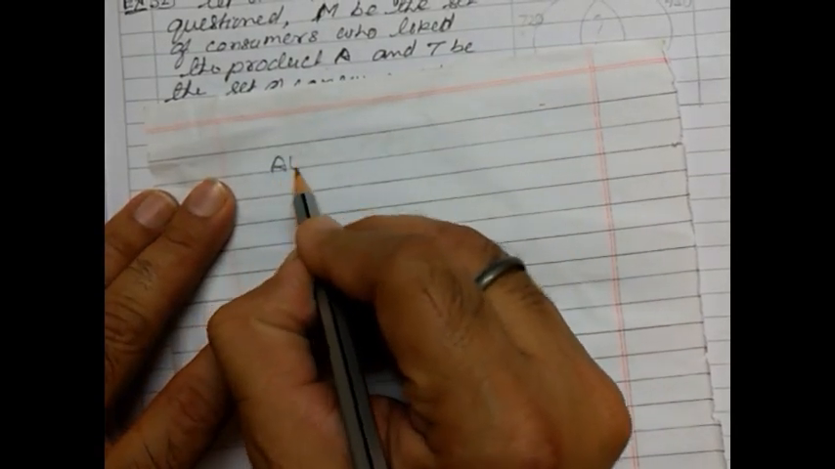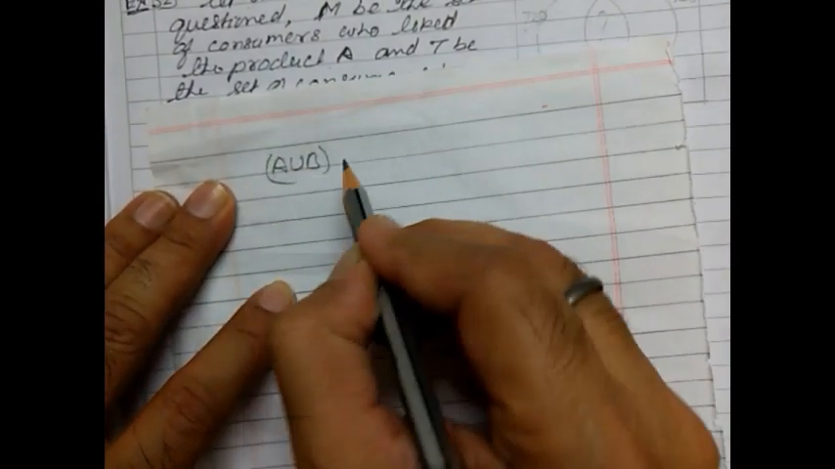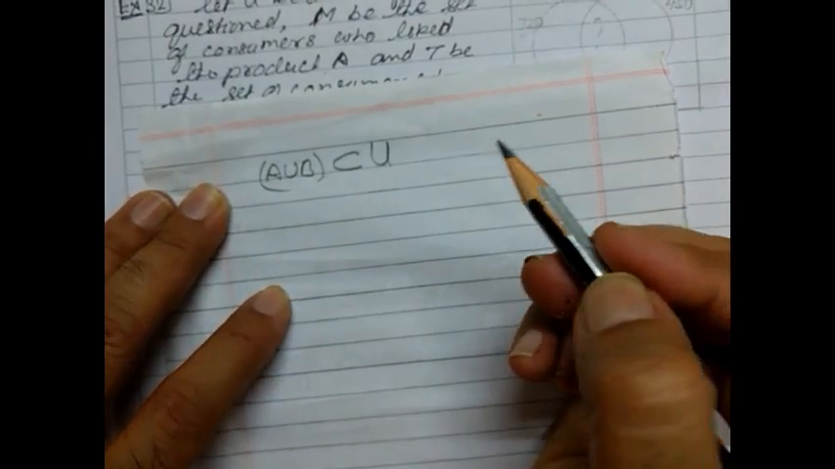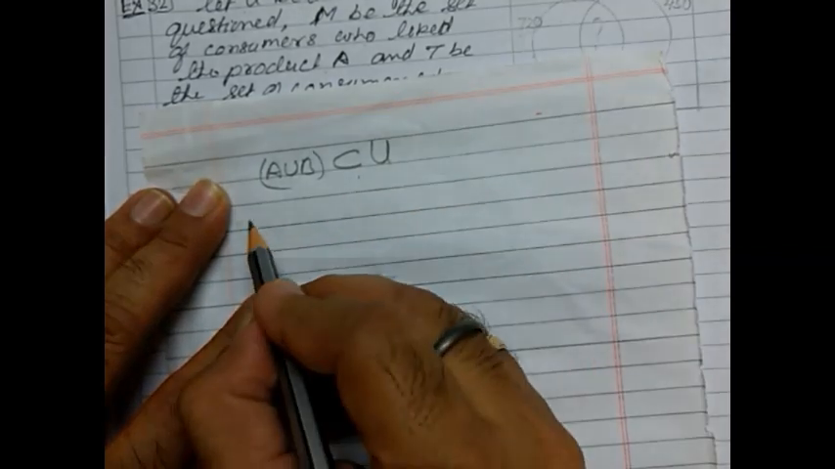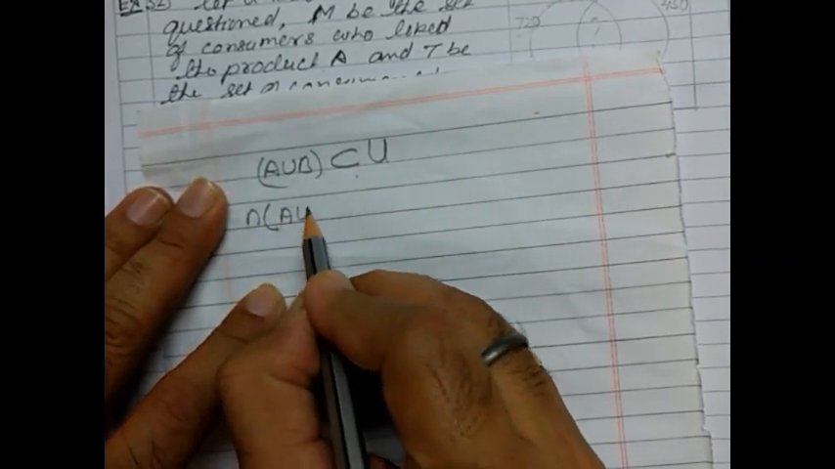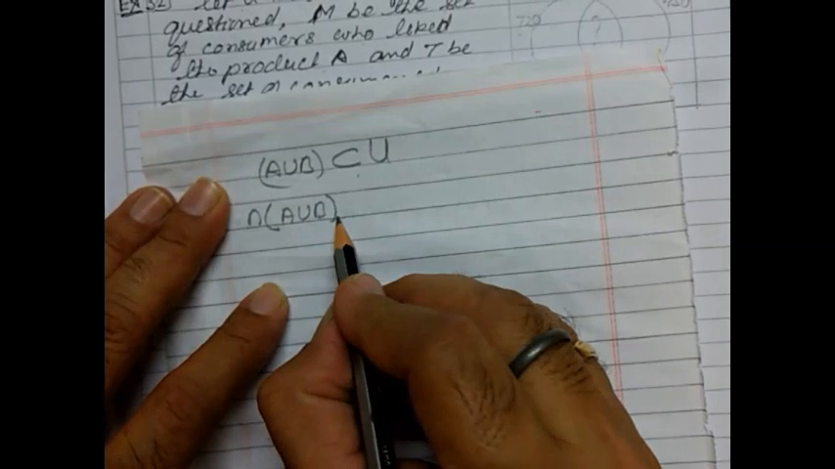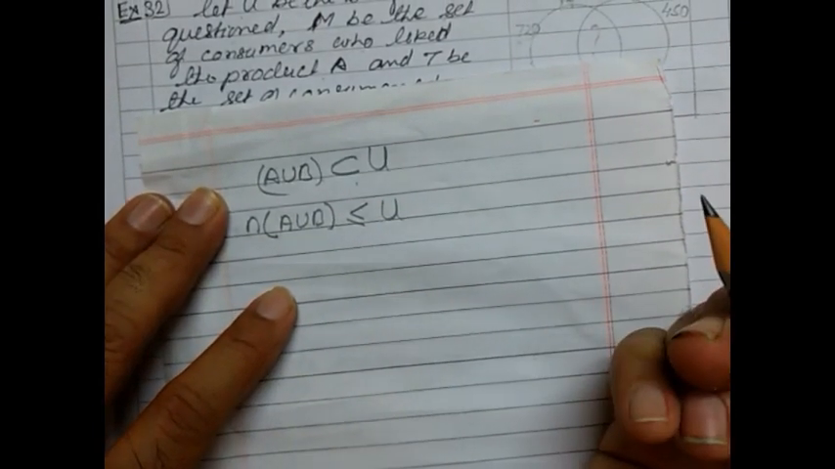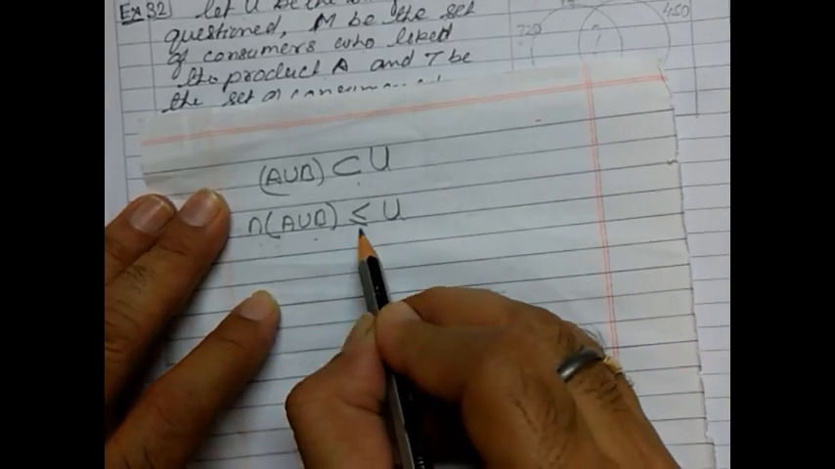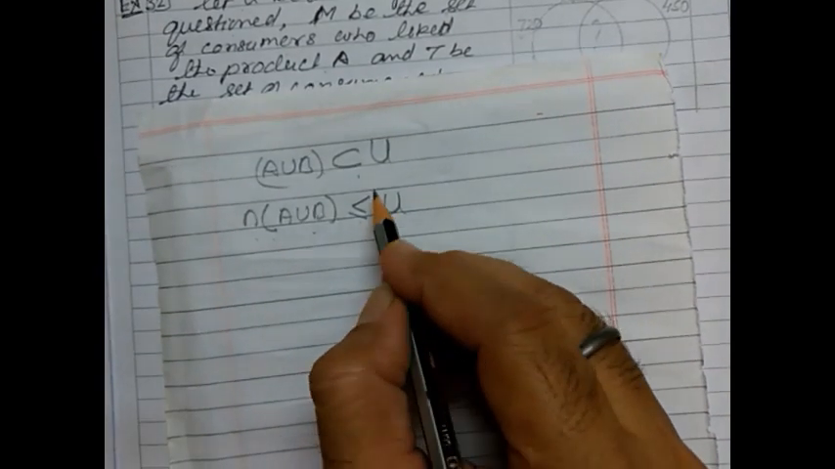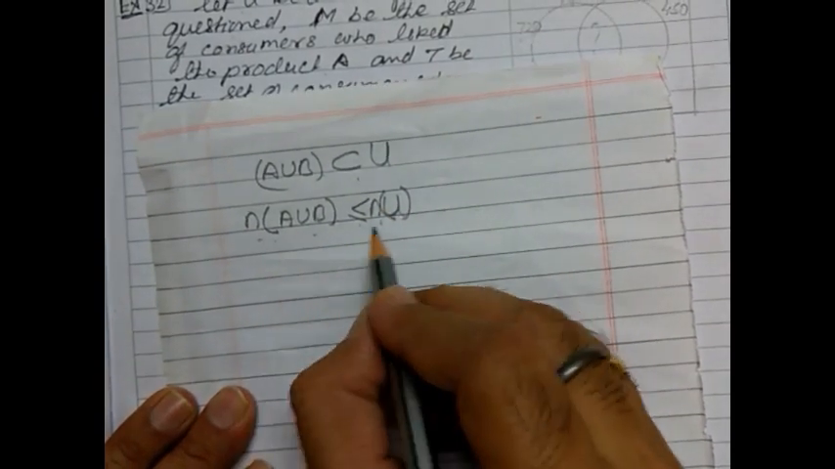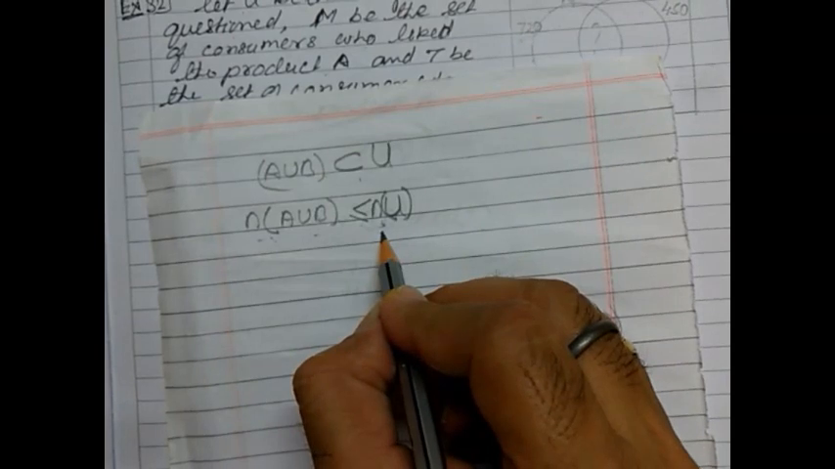You know this, that is your... if I take A union B, so A union B will always be a subset of a universal set, or not? It is. And if we talk about the cardinal of A union B, it can be less than or equal to the universal set, or not? This will be the cardinal, or number of elements, present in the universal set. Either it may be equal or it will be less than.